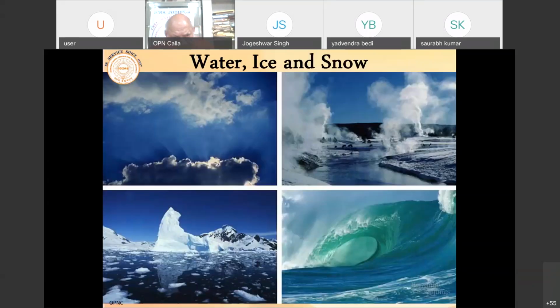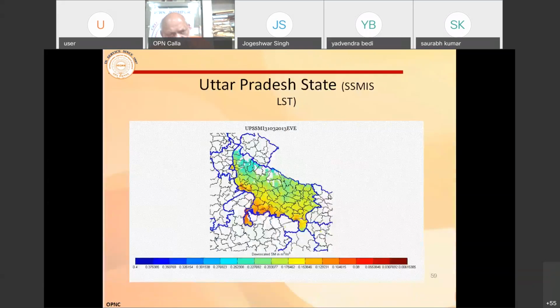So this way, we have completed the soil moisture project and we trained IMD officials. And today, the farmers are getting the soil moisture information from these locations from the IMD. Plus, the soil moisture is also used in the weather prediction model. These two things are applications of soil moisture.